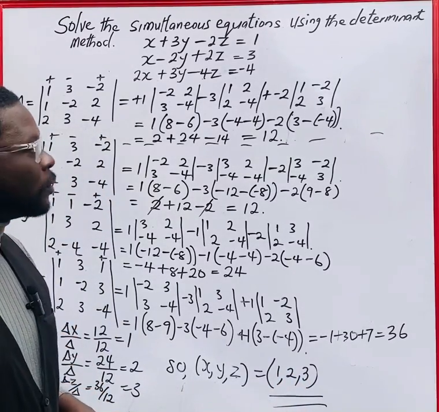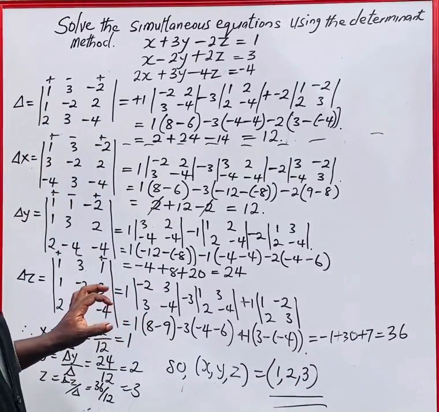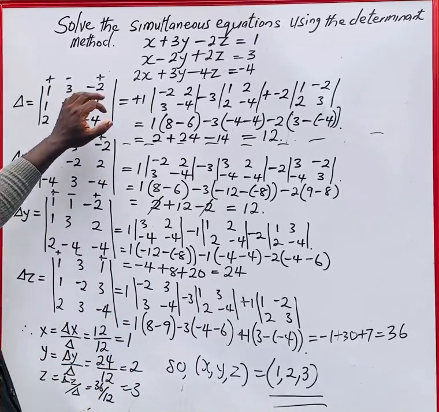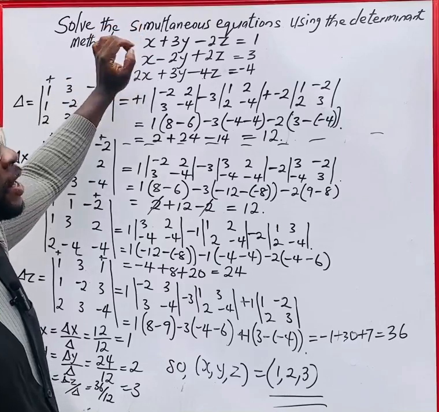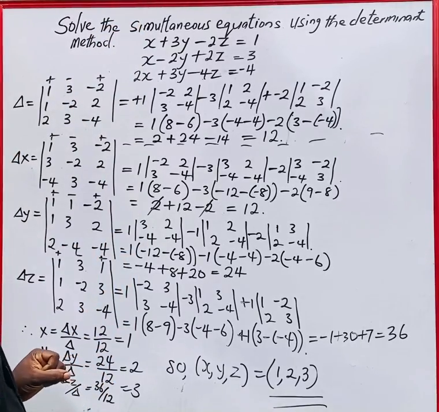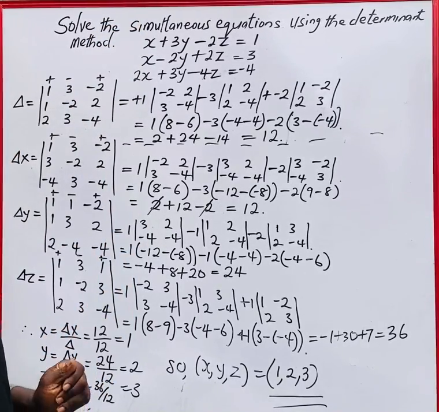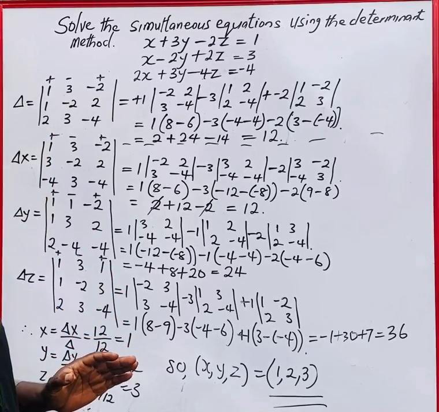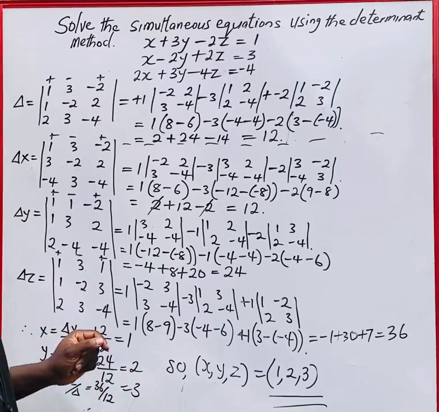It's a very interesting one. So you see that when you are solving a simultaneous equation using the determinant method for a 3 variable system of equations, you have to be very careful. If you follow it sequentially in order, you don't need to be distracted. You will get the right answer.